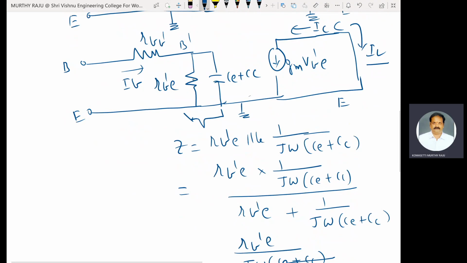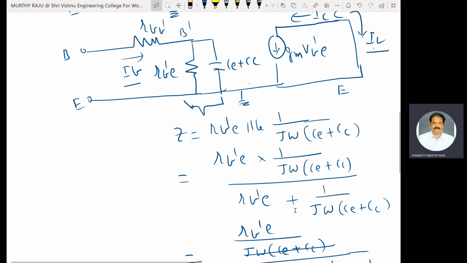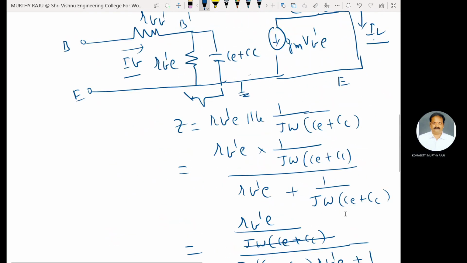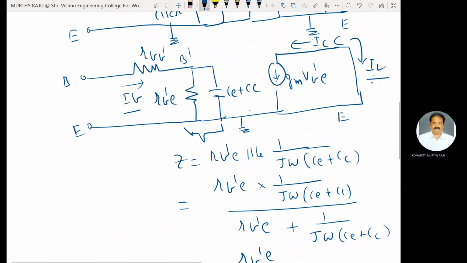IL is the output current, IB is the input current. IL and IC are in opposite directions, therefore IL is equal to minus IC, but IC and gm VB'E flow in the same direction, therefore IC is equal to gm VB'E. Find out the current gain. Current gain means output current IL by input current IB. AI is equal to IL by IB. But IL and IC are in opposite directions, as shown in the figure, therefore IL is equal to minus IC, and IC is equal to gm into VB'E.